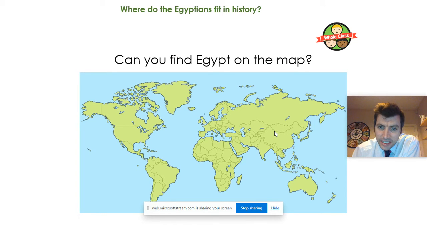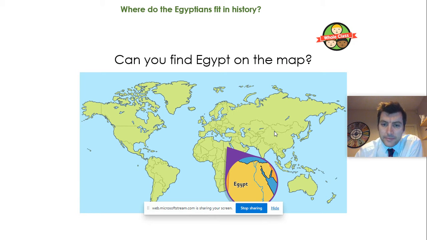In the center, in the bottom half in the center, we can see Africa. And to the northern tip of Africa, we can see Egypt. Okay. This is where Egypt is. It was in ancient Egyptian times and it still is now.